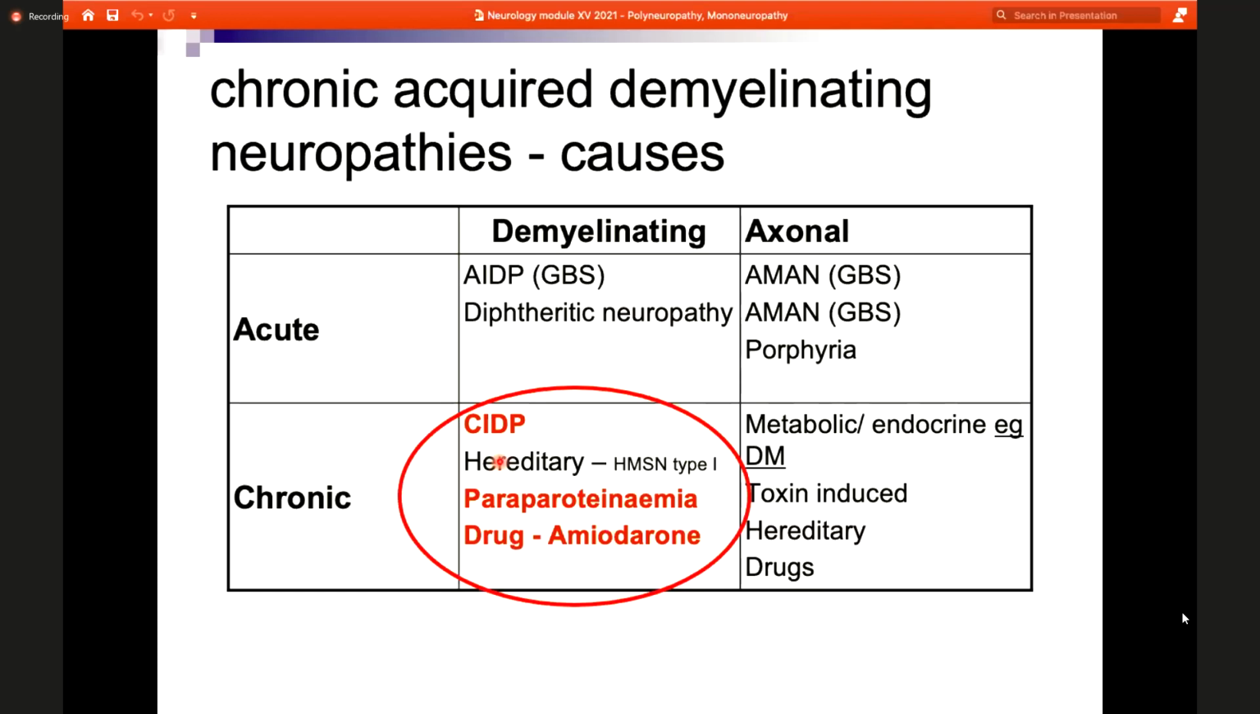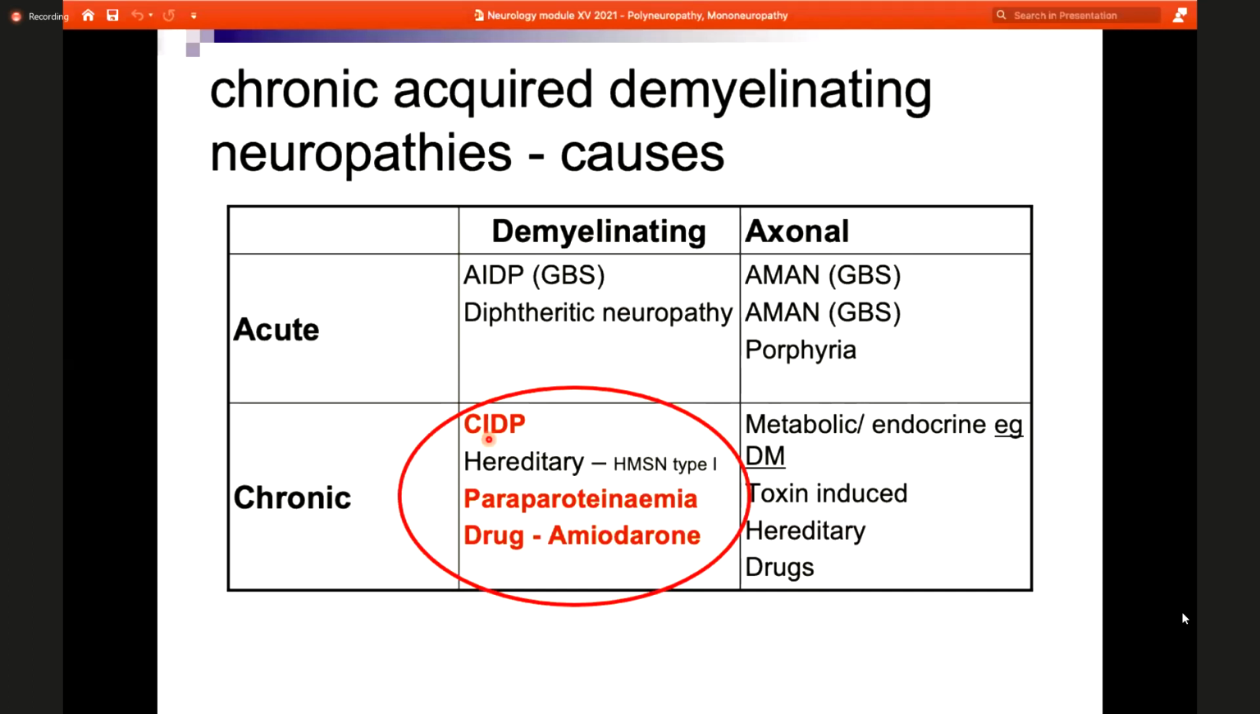It's not axonal because it's not length dependent. Therefore, it must be demyelinating. So this is the typical presentation of a demyelinating neuropathy. In this case, it is short duration, but it can sometimes be long duration. And the causes are here.